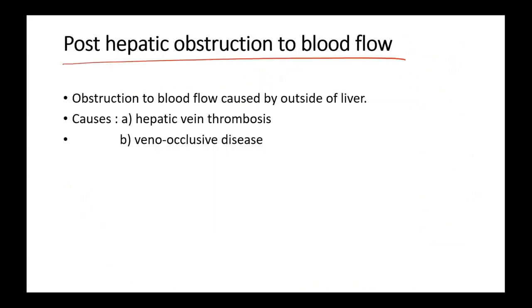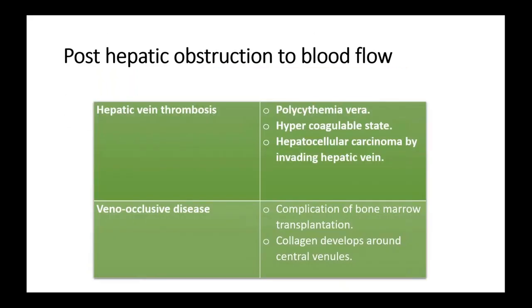So post-hepatic obstruction to blood flow. Obstruction to blood flow caused by outside the liver causes a hepatic vein thrombosis and veno-occlusive disease. I think we already discussed about this. Hepatic vein thrombosis: common cause is polycythemia vera, hypercoagulable state, hepatocellular carcinoma by invading hepatic vein. Veno-occlusive disease: complication of bone marrow transplant, collagen develops around central vein.